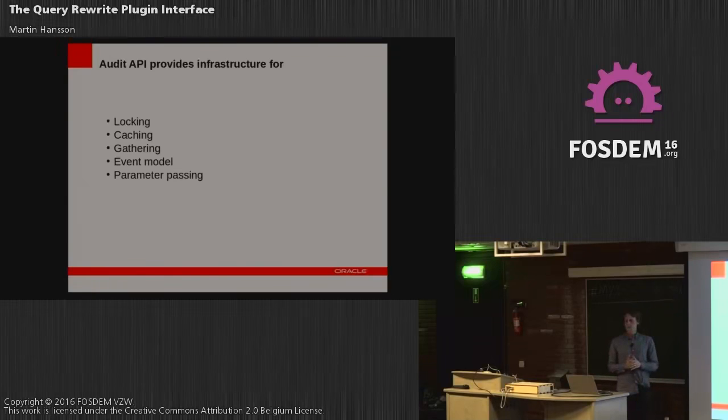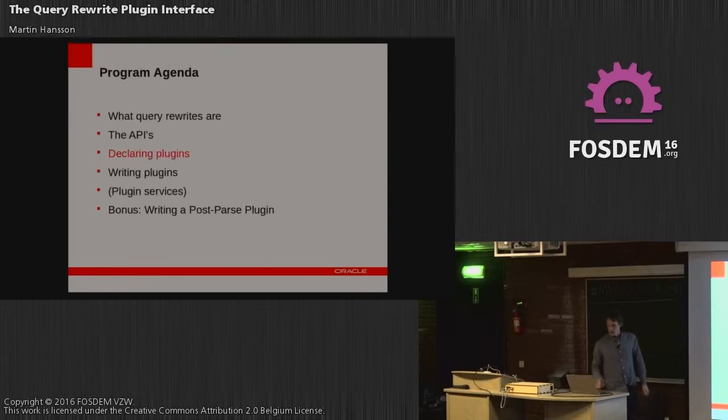So we discovered after a while that query rewrite fit in really nicely into this. We just make another event out of the parsing, and then we can get all this infrastructure for free. And the Audit API also provides parameter parsing to the plugins. It's based on void pointers and bitmaps, so it's a little crude, but that way you know that it works on all platforms. And with that, I'll go into explaining how you declare plugins.